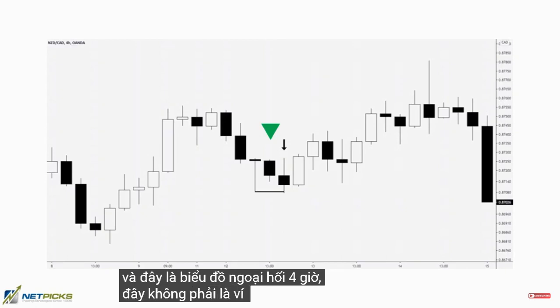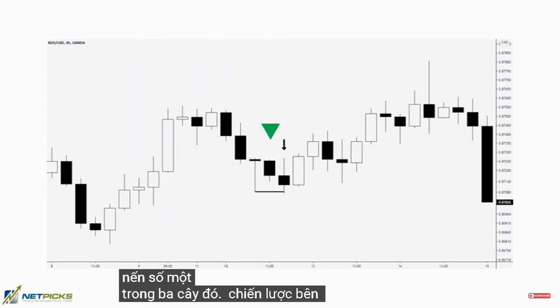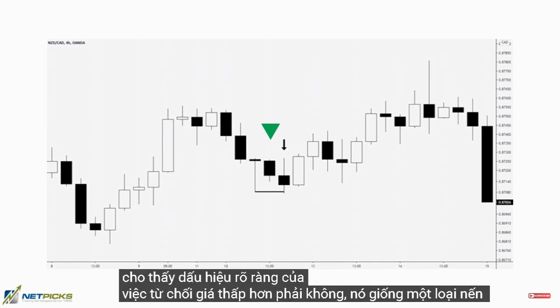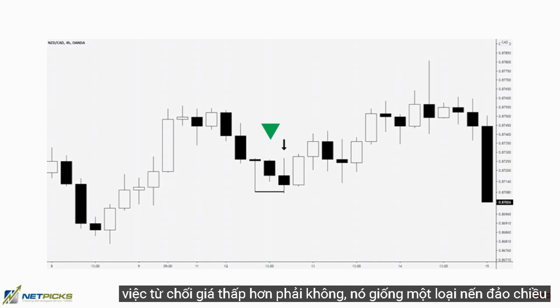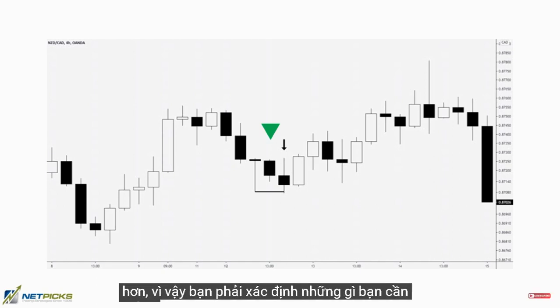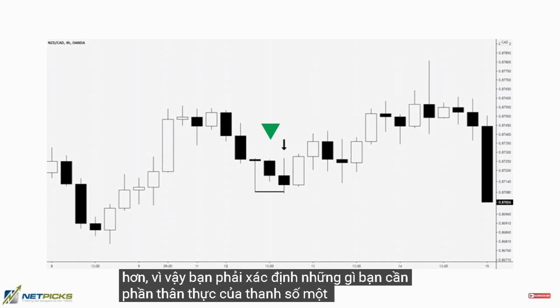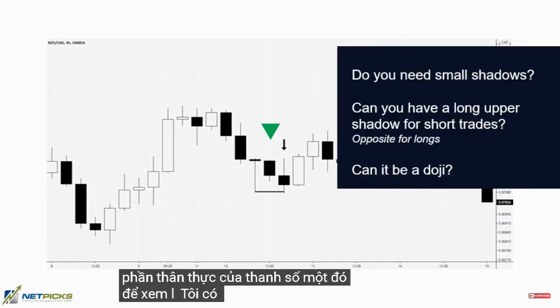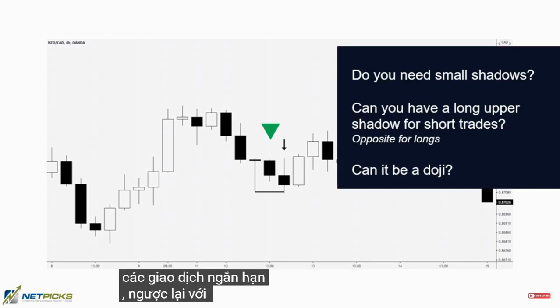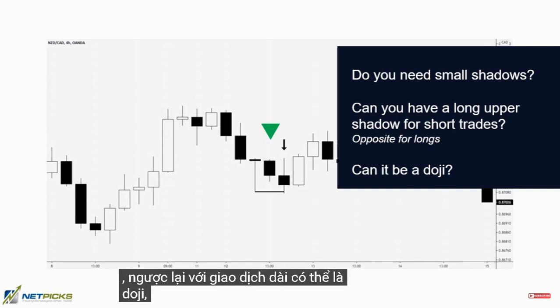This is not the best example because candle number 1 of that 3-bar inside strategy shows obvious signs of lower price rejection, right? It's more of a reversal type of candlestick. So you have to define what you need the real body of that bar number 1 to look like. Do you need small shadows? Can you have a long upper shadow for short trades? Make that opposite for longs. Can it be a doji?